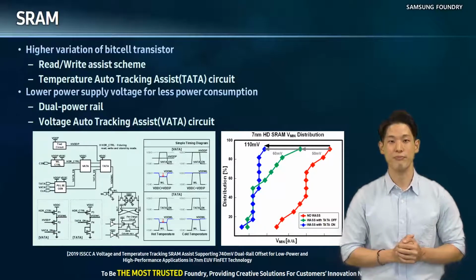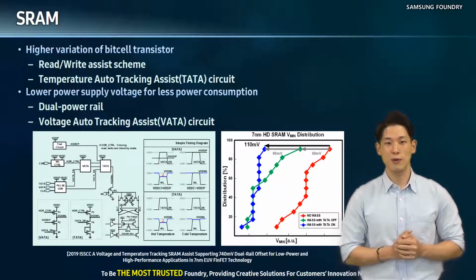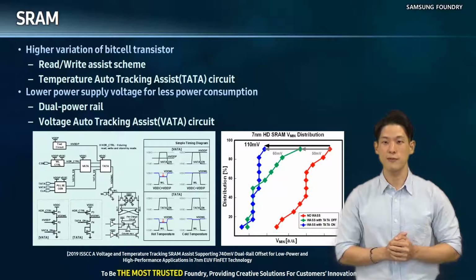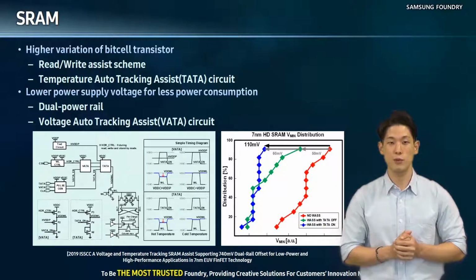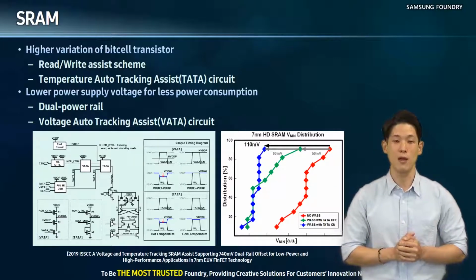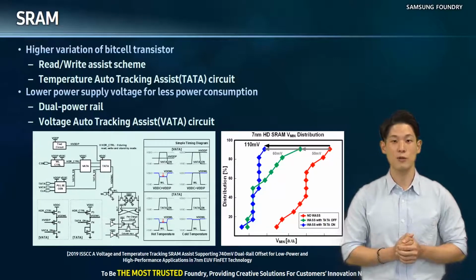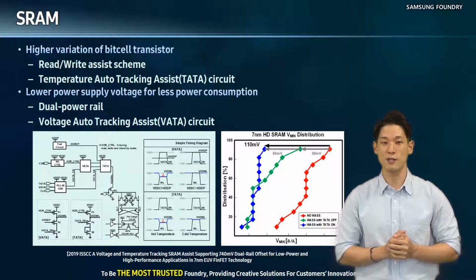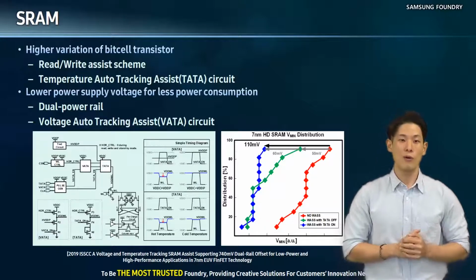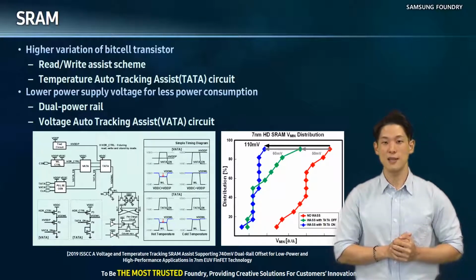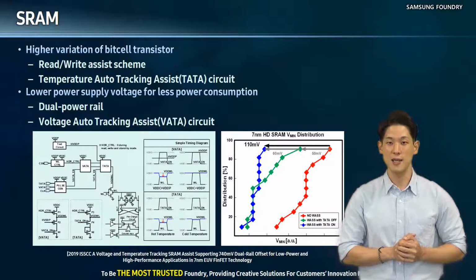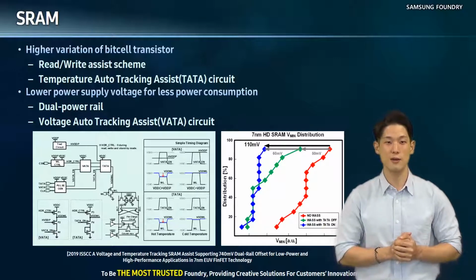In this case, word line underdrive affects the performance of SRAM due to the voltage difference between bit cell and peripheral power. So we are applying voltage auto tracking assist, which is called VATA circuit, to get over this issue. Our auto tracking assist schemes were presented in 2019 ISSCC, and the pictures here show the concept of these auto tracking assist circuits.